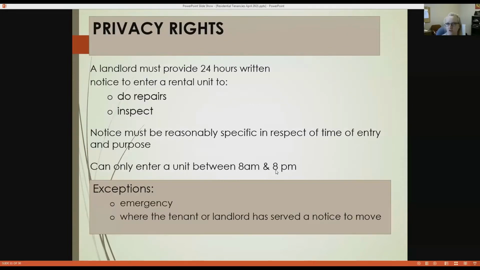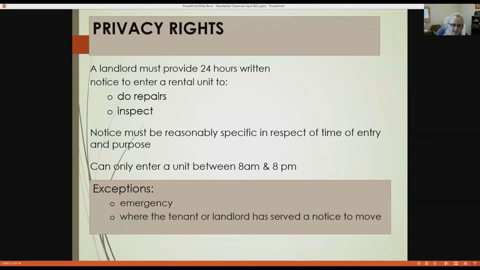With respect to entry of the unit, and we do get a lot of questions, there are times when the landlord can enter the unit. They do not need the consent of the tenant. As long as they provide 24 hours written notice and they're coming in to do repairs or an inspection of the unit, the tenant has to let them in. They have to come in between 8 a.m. and 8 p.m. And if a tenant refuses to let them in without really a valid reason, that could be considered substantial interference by the landlord.